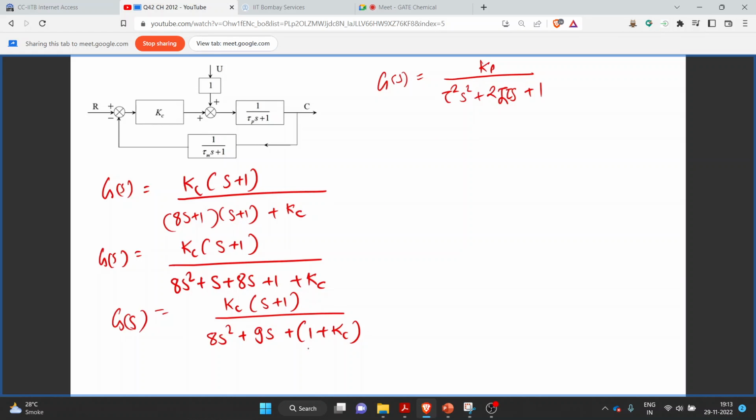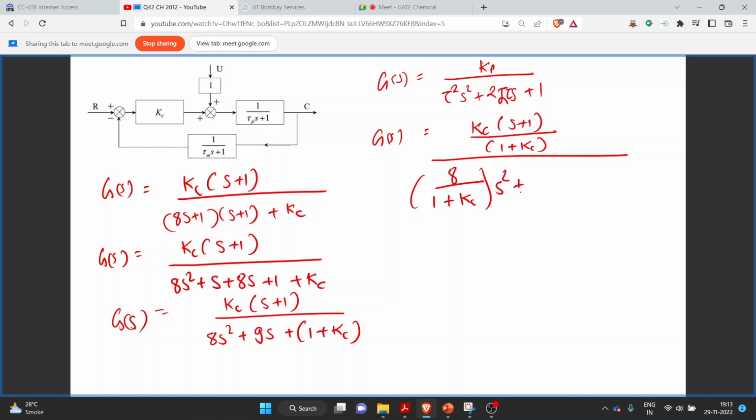So that is, the last term of the denominator should be 1. So we will divide this equation by 1 plus Kc and again simplify it. It will become Kc into s plus 1 upon 1 plus Kc, upon 8 upon 1 plus Kc s square plus 9 upon 1 plus Kc plus 1. Over here it will become s.